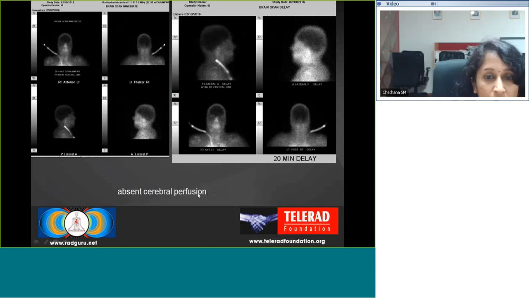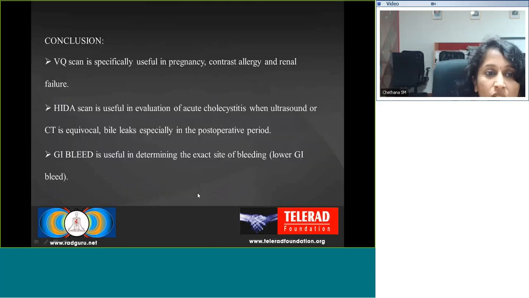So to summarize, VQ scan is specifically useful in pregnancy, contrast allergy, and renal failure patients. And HIDA scan is useful in evaluation of acute cholecystitis when ultrasound or CT scan is equivocal, and in biliary leaks, especially in the postoperative period.